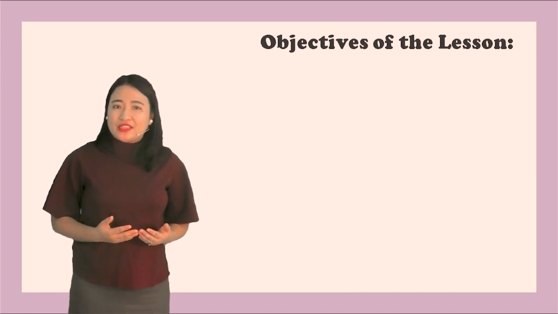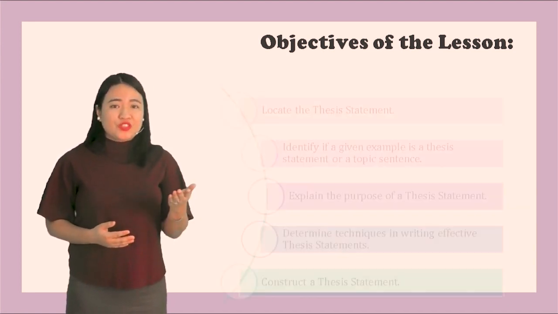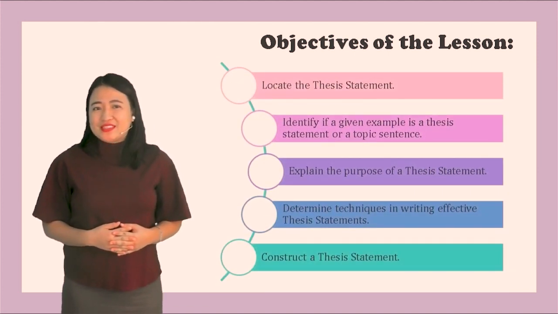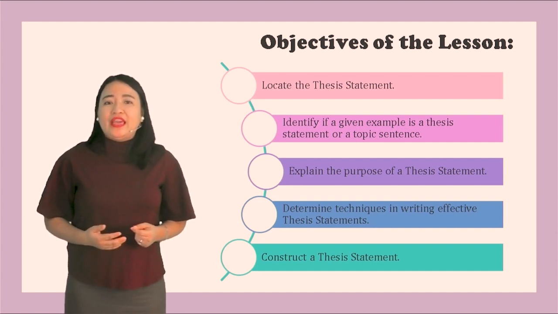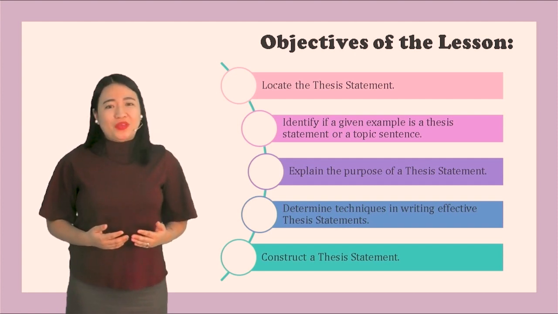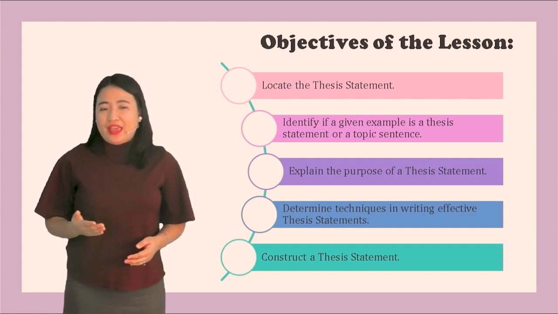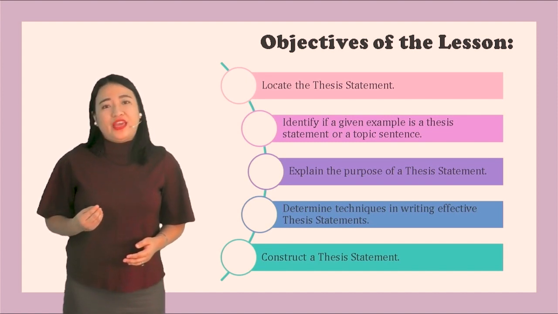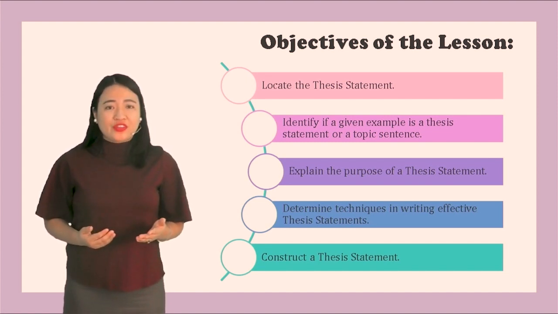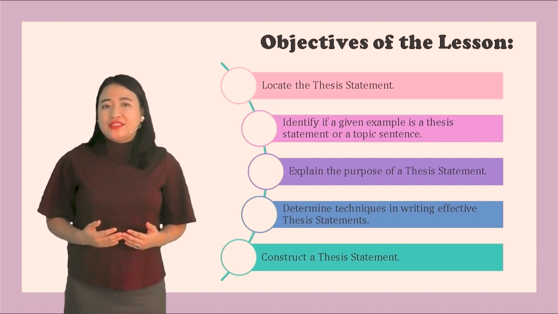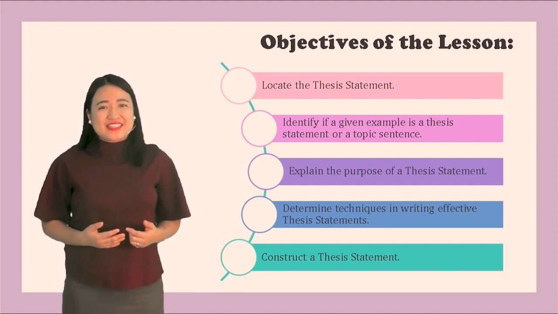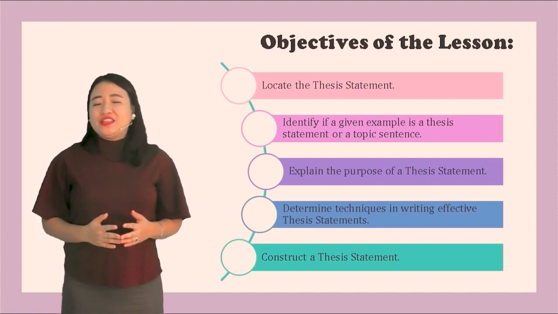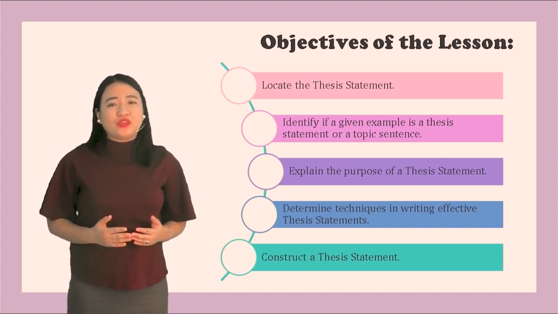The following are the objectives which we intend to accomplish at the end of this lesson. First, locate the thesis statement. Second, identify if a given example is a thesis statement or a topic sentence. Third, explain the purpose of a thesis statement. Fourth, determine the techniques in writing an effective thesis statement. Lastly, construct a thesis statement. Keep in mind the following objectives as you go along in our discussion for today.